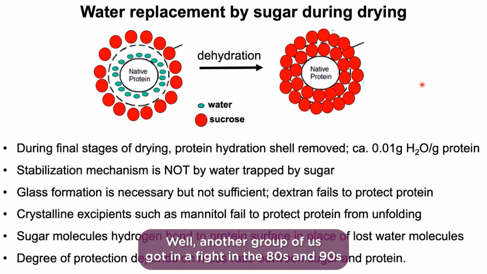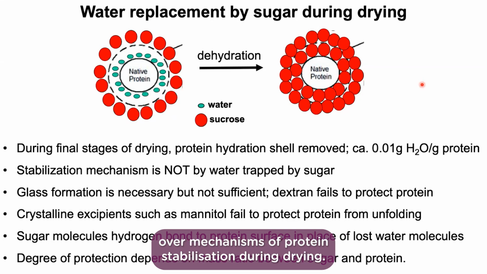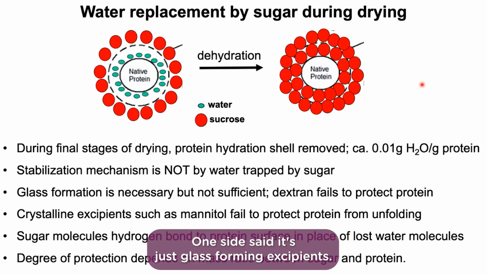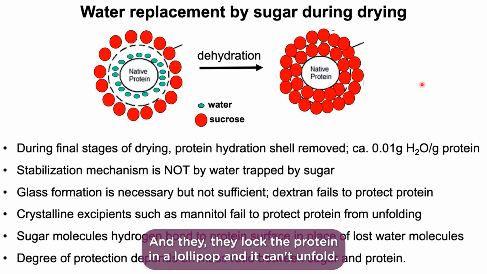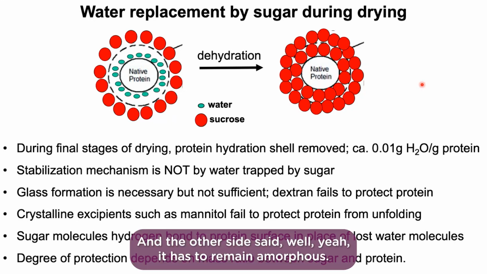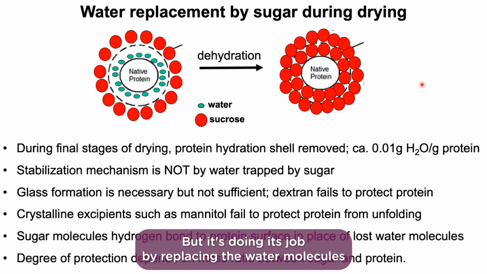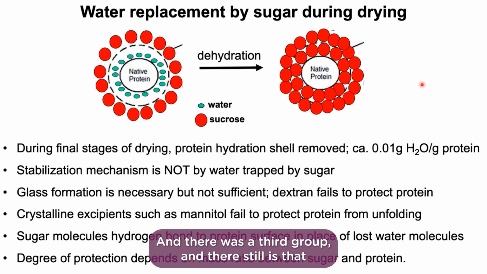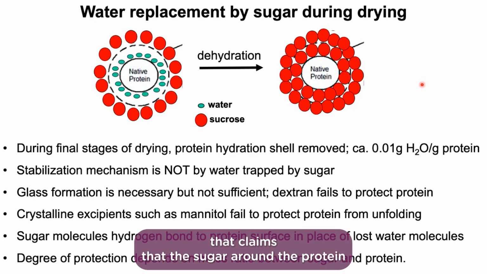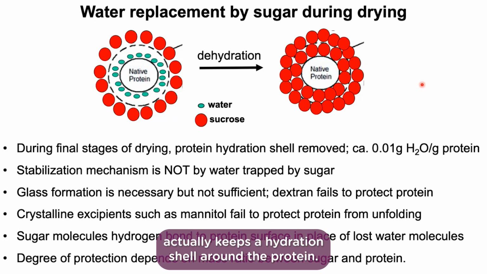Well, another group of us got in a fight in the 80s and 90s over mechanisms of protein stabilization during drying. One side said it's just glass-forming excipients, and they lock the protein in a lollipop and it can't unfold. And the other side said, well, yeah, it has to remain amorphous, the excipient does, but it's doing its job by replacing the water molecules that are removed from the dried protein. And there was a third group, and there still is, that claims that the sugar around the protein actually keeps a hydration shell around the protein.